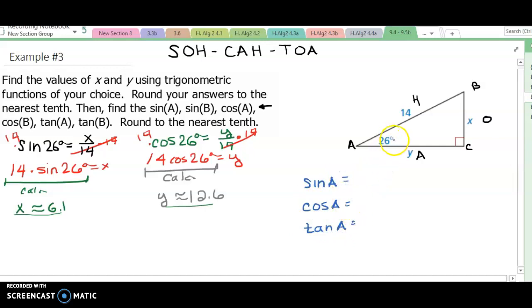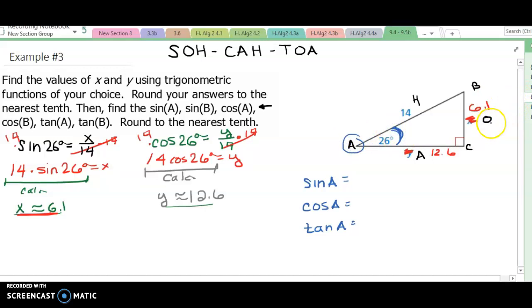Okay, now the sine of A, actually before we do that, let's just plug this in. So x is roughly 6.1 and y is roughly 12.6. That'll make our lives a little easier. Okay, now if I want to find the sine, cosine, tangent of A, that means this is our reference angle.